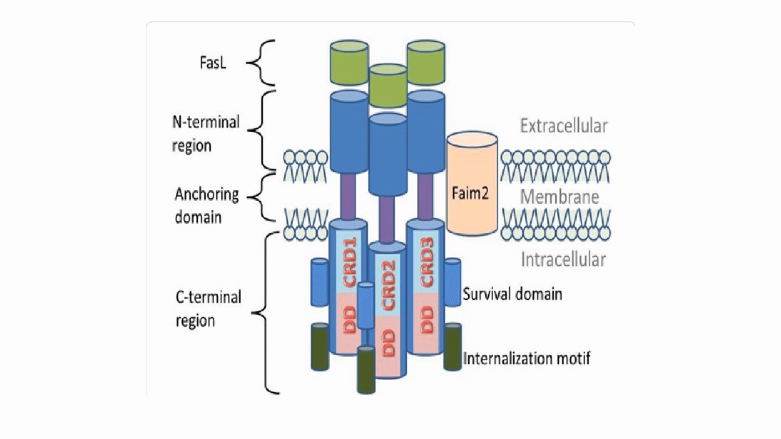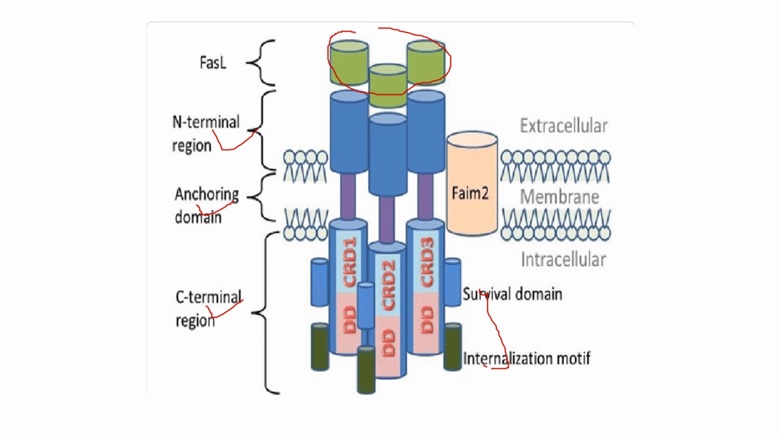Now let's understand the structure of the Fas receptor. Okay, so there is the extracellular domain, okay, there is the FasL binding region, N-terminal region, C-terminal region, transmembrane domain, okay, and the most important domain is the intracellular domain, also called the death domain.